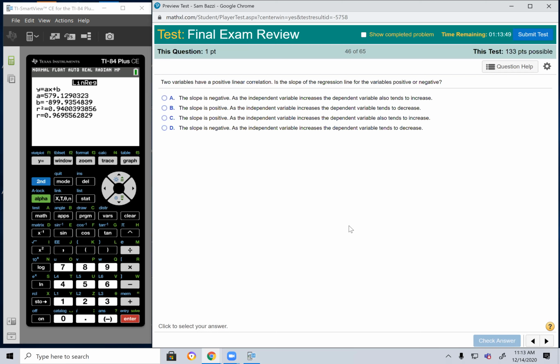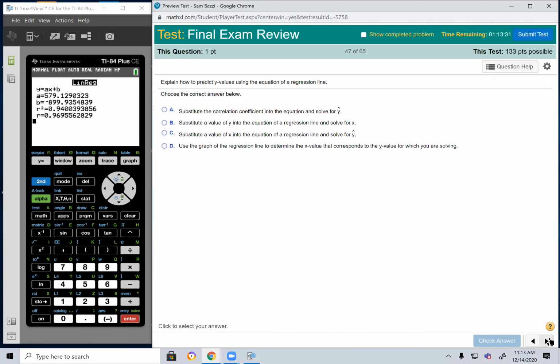Two variables have a positive linear correlation. What do you think the slope is going to be? Positive or negative, guys? Positive. As the independent variable increases, the dependent variable will increase as well. Explain how to predict the y values using the regression line. You just plug in the x value in the equation to find the y value. So substitute, there you go.